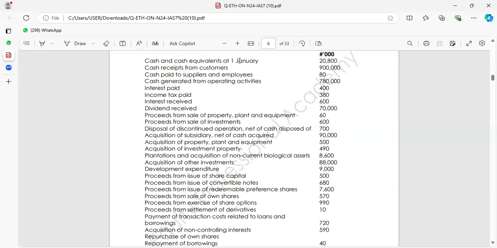Cash or cash equivalent, let's do that. Cash received from customers, which activities? Operating activity, and operating is an inflow. Operating activities inflow.